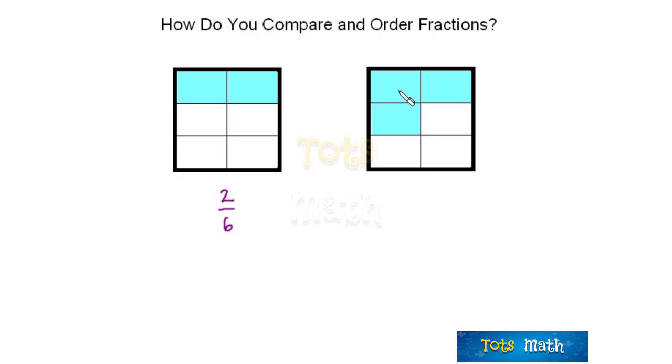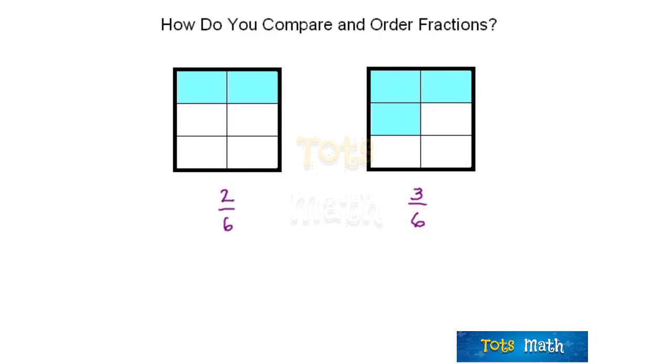Here we have 3 shaded boxes and 6 boxes altogether. So this picture represents the fraction 3/6. Now we can easily compare these two fractions just by looking at the pictures. There are more boxes shaded in this rectangle than in this one. We would say that this fraction is larger than this fraction.